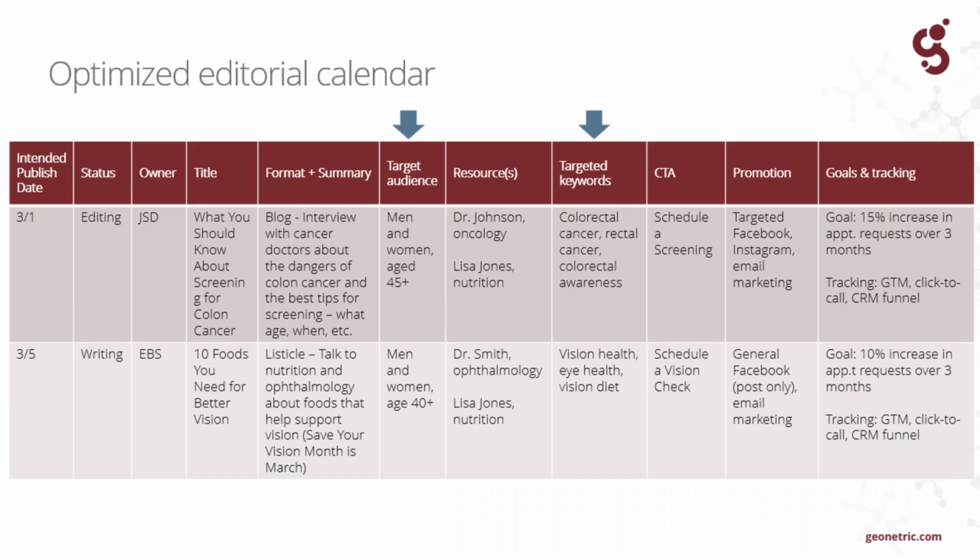And last, goals and tracking. You can actually get very specific here, talking about the specific goal that you want to create. So ideally, you should be tying your goals in with your organizational goals. In this case, we're going to say we want a 15% increase in appointment requests over 3 months. That gives us a very specific timeline to work with. And to track that, we're going to use Google Tag Manager, Click to Call, and our CRM funnel to track.